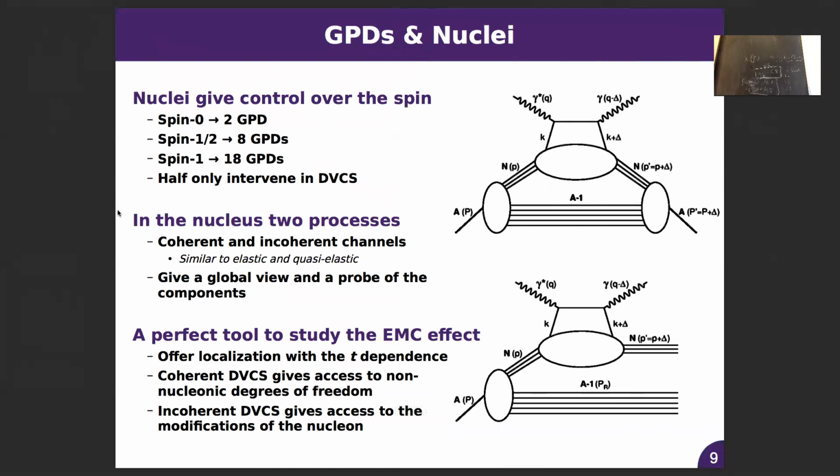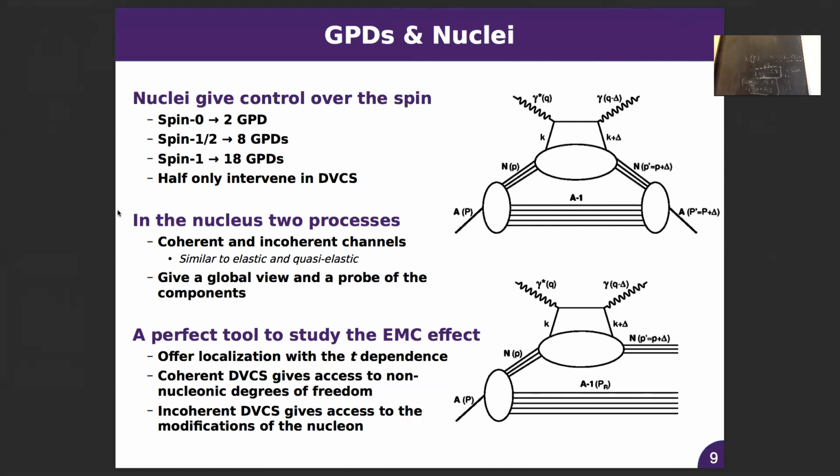So what happens if you go to the nuclei? The first thing to keep in mind with nuclei is that you now have some kind of control on the spin, because you have plenty of nuclei with different spins. And I'll talk a little bit more about that, but it's very important. Spin 0 targets have only 2 GPDs. Proton-like targets, spin half, have 8 GPDs. We usually hear about half of them because only half of them intervene in DVCS. But if you want a full description, this is always the double.